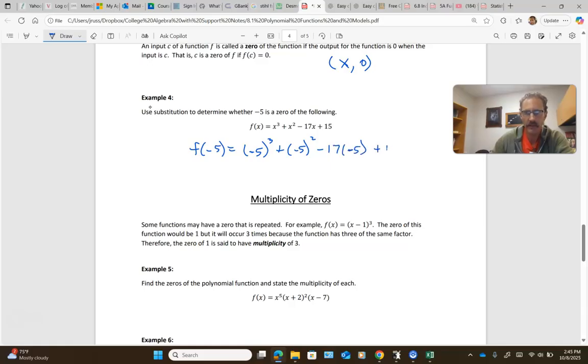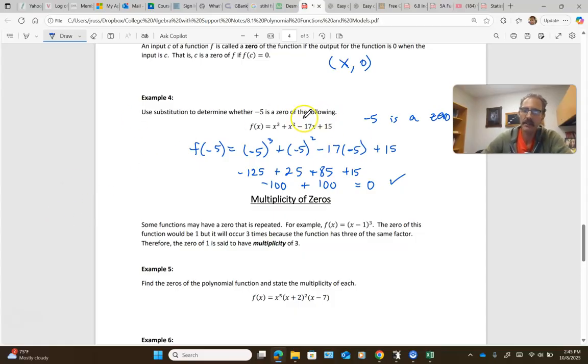So remember, you want to keep that negative in parentheses. Negative 5 plus 15. Let's see, I can do some of this in my head. That'll be negative 125. That'll be positive 25. That will be positive 85 with a 15. Well, these first two will make a negative 100. The last two will make a positive 100. And we get 0. Okay, so we can say that negative 5 is a 0 of the function.